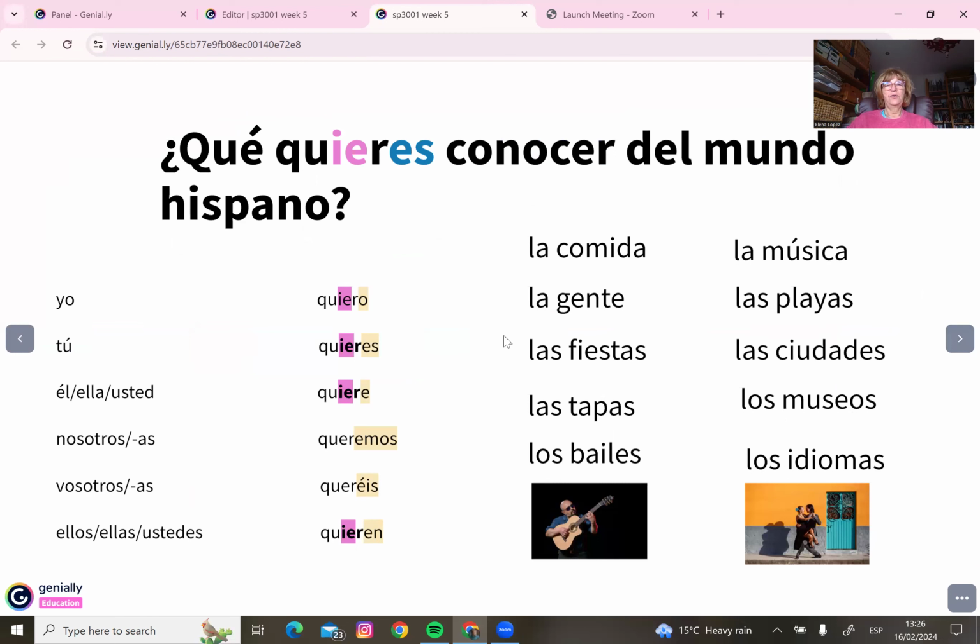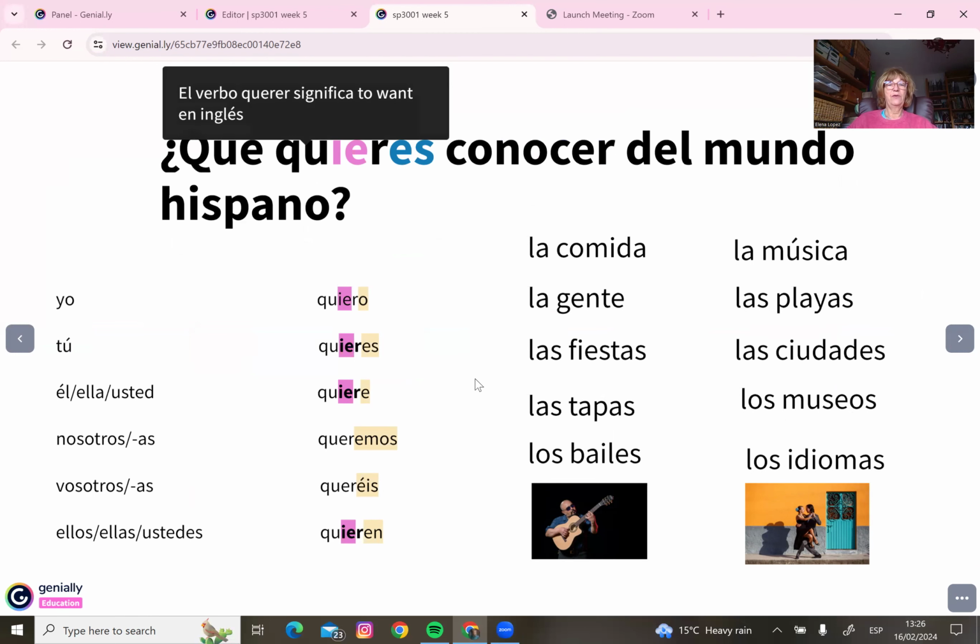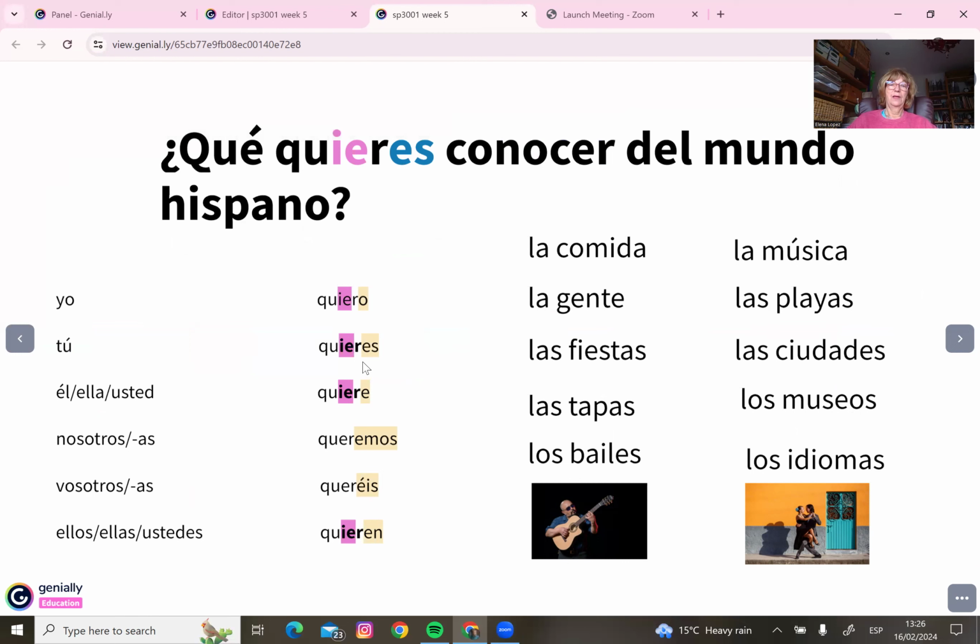So again, we were asking each other, ¿qué quieres conocer del mundo hispano? We replied, quiero conocer la comida o quiero conocer la gente. La gente is people. Quiero conocer las fiestas. Quiero conocer las tapas o quiero comer, to eat, las tapas. Quiero conocer los bailes, por ejemplo, el tango. Quiero conocer la música. Quiero conocer las playas. Quiero conocer las ciudades. Quiero conocer los museos. Quiero conocer los idiomas, the languages, because there are different languages in the Spanish speaking world.